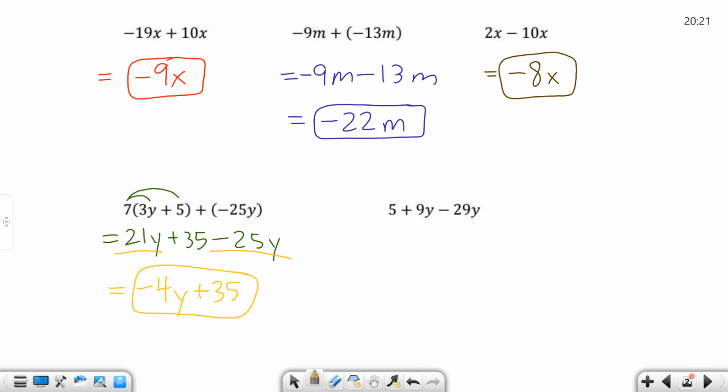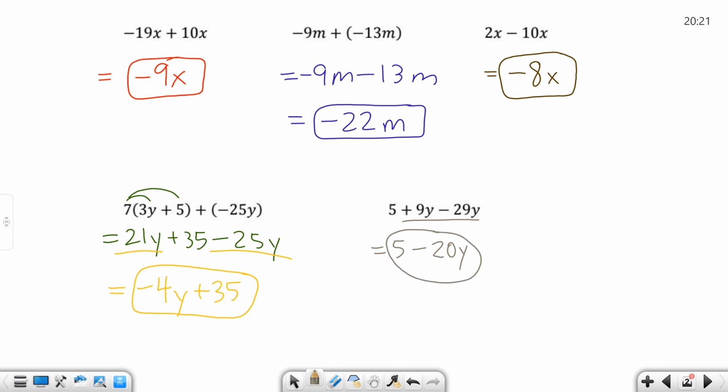Do I have like terms in the next one? Yes. I have a plus 9y and a minus 29y. So put those together, I have what? 5. And then a positive and a negative we subtract. 29 minus 9 is 20, and it's negative because 29 is bigger than 9. Negative and positive subtract to get 20, and then negative 20y because 29 is bigger than 9.